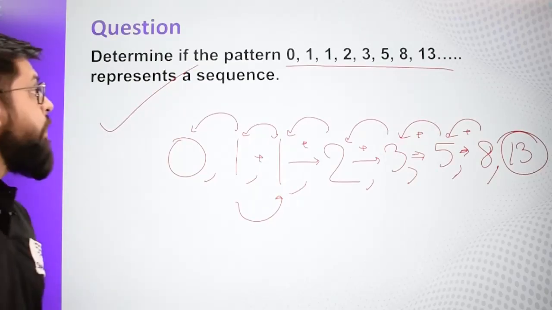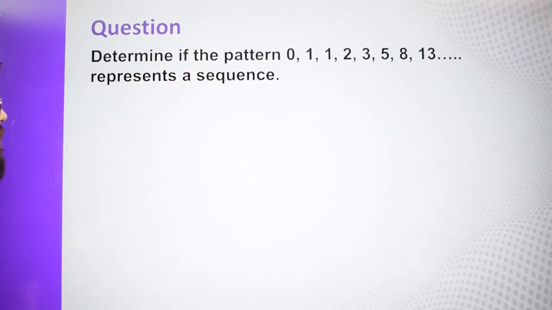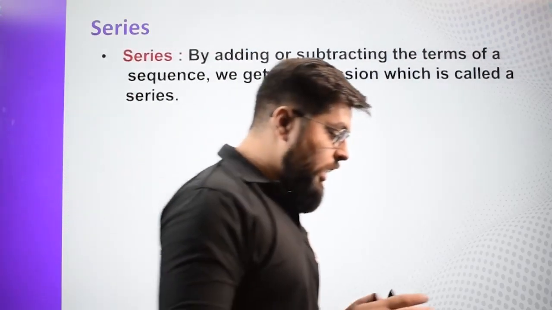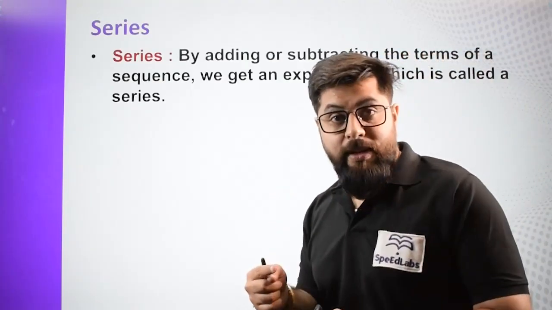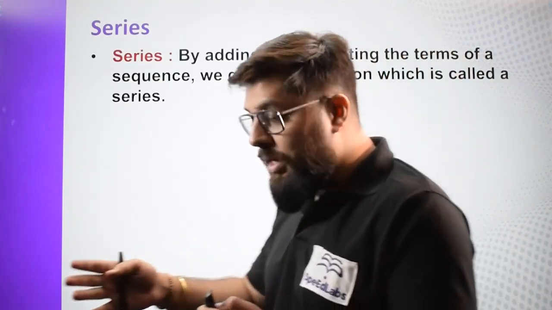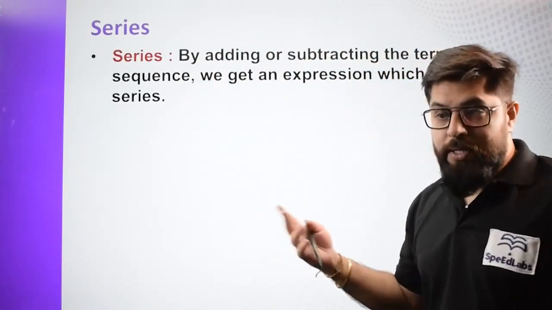Now, moving to the next thing. Now let's talk about what is a series. Series and sequence are differentiated by this: in a sequence we write the terms as comma separated values, and in a series we either add these terms or subtract these terms. So that becomes a series.